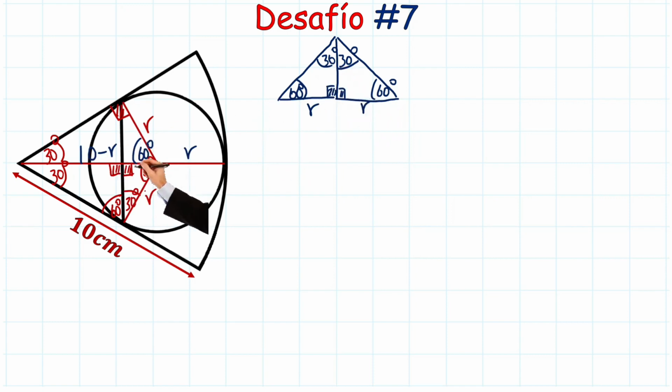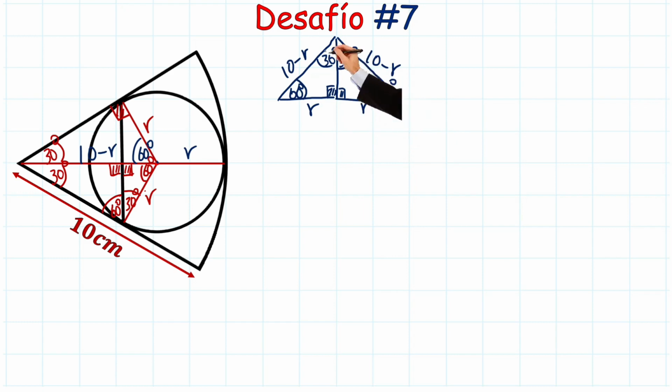That is, it's the side that connects the 30 degrees with the 60 degrees, so this is going to be 10 minus r. Since this triangle is equal, then this will also be 10 minus r. Now tell me that this triangle isn't an equilateral triangle.